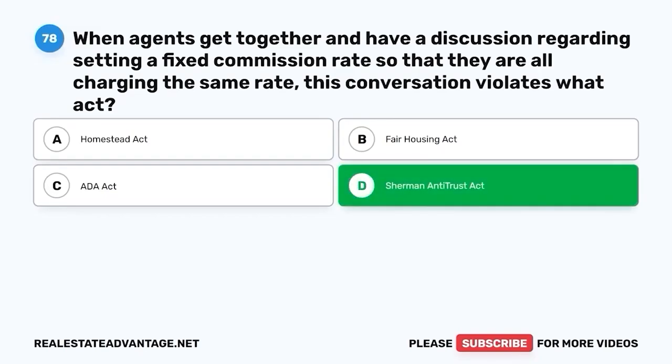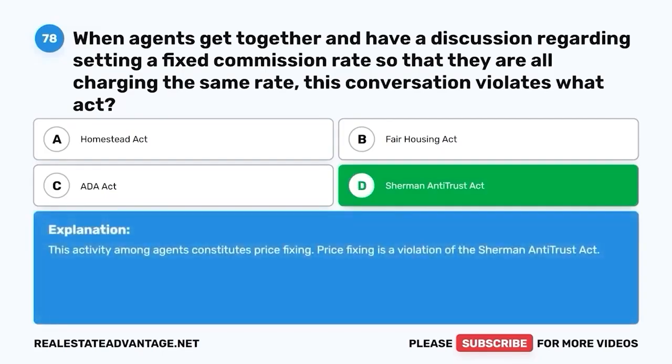Sherman Antitrust Act. This activity among agents constitutes price fixing. Price fixing is a violation of the Sherman Antitrust Act.